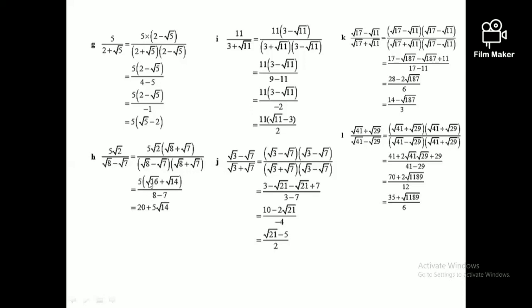Then 5 into root 16: what is the value of root 16? Root 16 is 4. 5 into 4 turns up to 20. Then 5 root 14 stays as it is. That is your final answer.